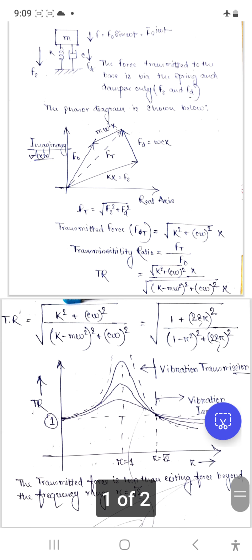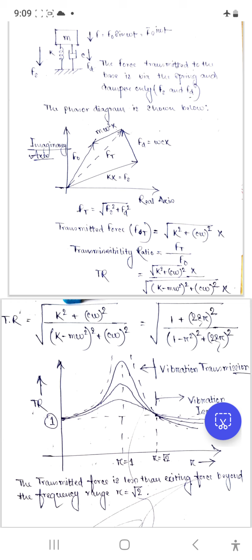Okay, let me see. If transmissivity ratio is 1, then if I am squaring both the sides, I am having 1 minus 2r square plus r to the power 4 equal to 1. So I am getting r to the power 4 minus 2r square equal to 0. So r square I am taking common. R square into r square minus 2 equal to 0. So that will give us two values of r: equal to 0 and r equal to root 2.